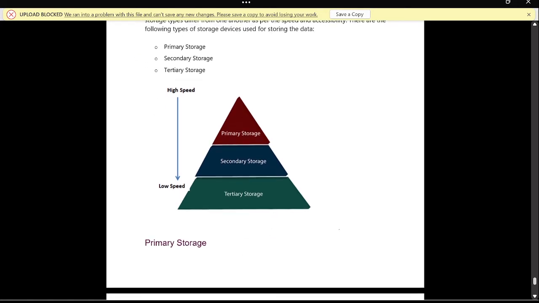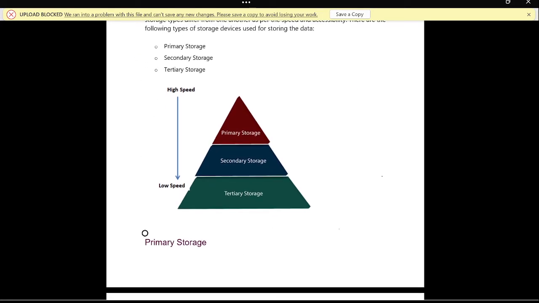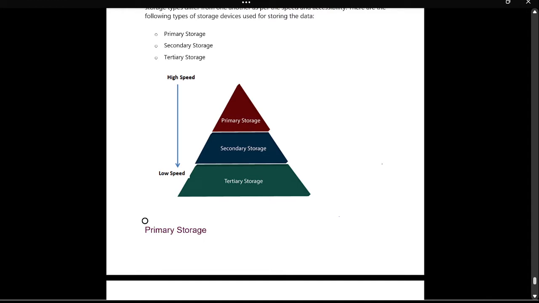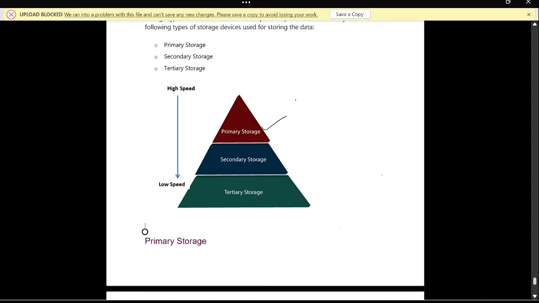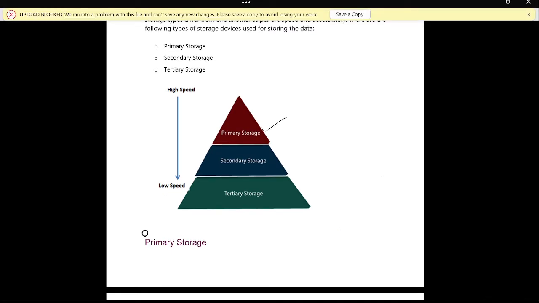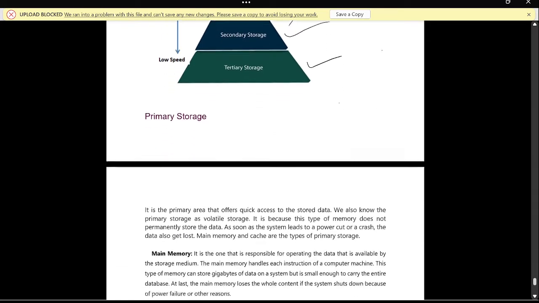Performance wise, primary storage is very high speed compared with the other two storages, and secondary storage is comparatively lower speed than primary memory. Coming to tertiary storage, here we have a vast space, but it is comparatively the lowest speed of the three. So first of all, let's see what a primary storage is.